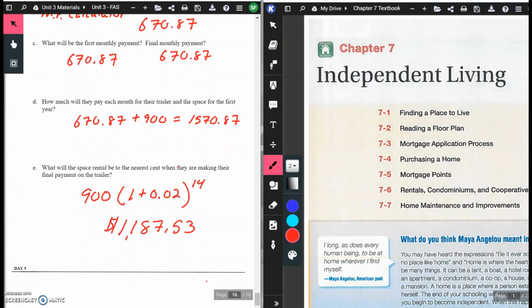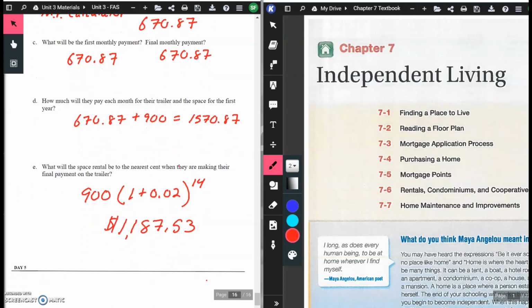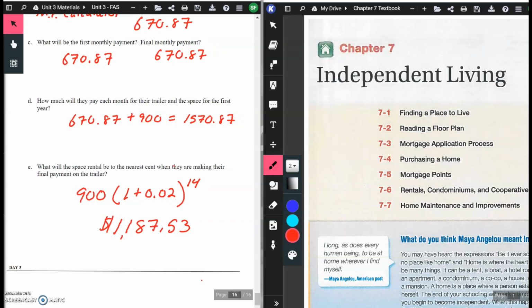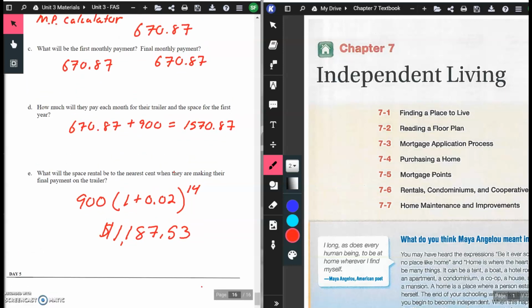Part E, what will the space rental be to the nearest cent when they are making the final payment on the trailer? So here's where you plug in the location rental of $900 times 1 plus 0.02. The 0.02 comes from the 2% increase. So it's 100% plus 2% because it's a 2% increase. And you raise that to the 14th power, for 14 years. Okay, that gives you a value of $1,187.53. That is it for section 7.6.